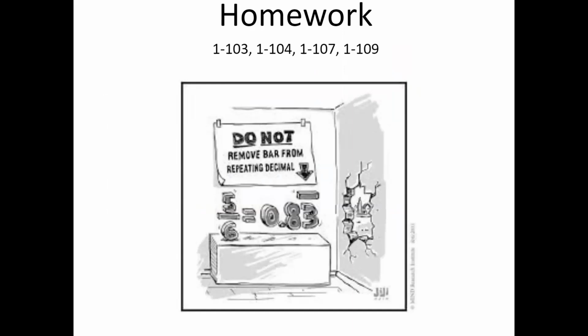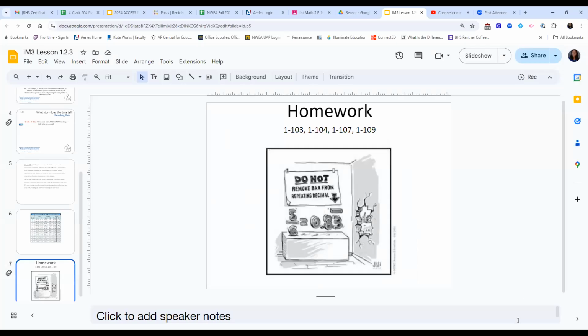And here's my joke. It said, do not remove bar from repeating decimal, and then there's a hole in the wall. Do you get it? Because what would happen if you took the bar up? The threes would shoot out forever, right? Apparently they already did. Guys are so mean to me. I'm gonna stop showing these. So mean. No, it was just a, why you say that?